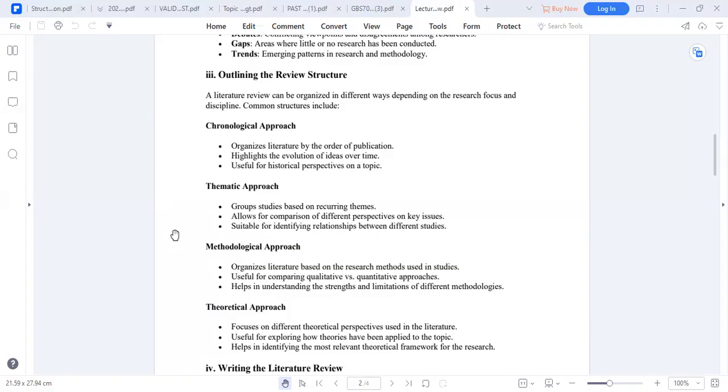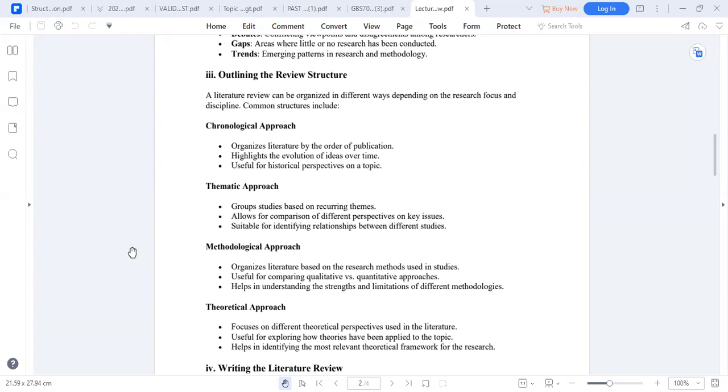You can also use what we call a methodological approach, where you're going to compare different methodologies that were used. They'll be qualitative or quantitative approaches, and you want to understand the strengths and limitations that were posed in each of these methodologies. Lastly, but not the least, you can use what we call a theoretical approach. In a theoretical approach, you're going to focus basically on the different theoretical perspectives that were used. By so, we mean you are going to explore how different theories were applied in a particular topic. So that would be relevant.